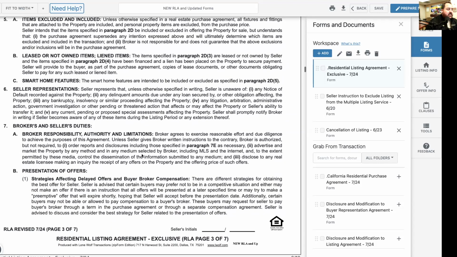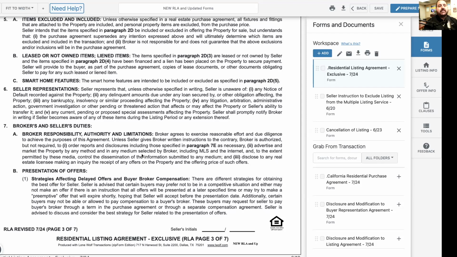Okay. This talks about the broker and seller's duties. Look, we have a certain amount of responsibility, but we have to be clear on where our job lies. We're not required to be the one ordering reports and things. We can when we have authorization from the seller to do it.